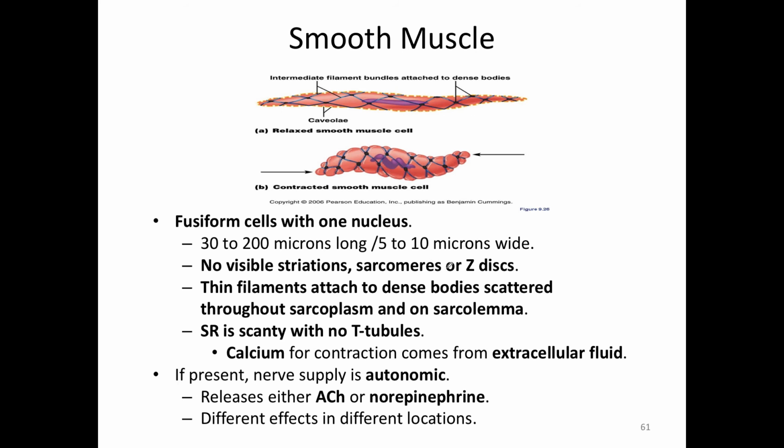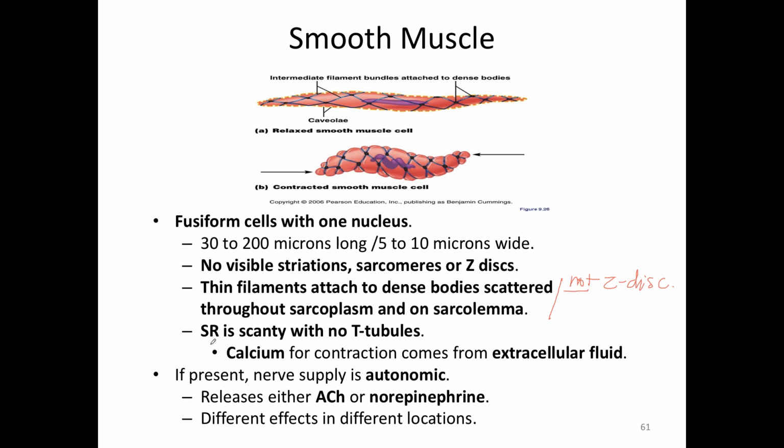Instead, they have thin filaments attached to dense bodies, here pictured in black, scattered throughout the sarcoplasm and on the sarcolemma. So that's where the thin filaments are anchored as opposed to a Z-disc. So I'm going to write not Z-disc.